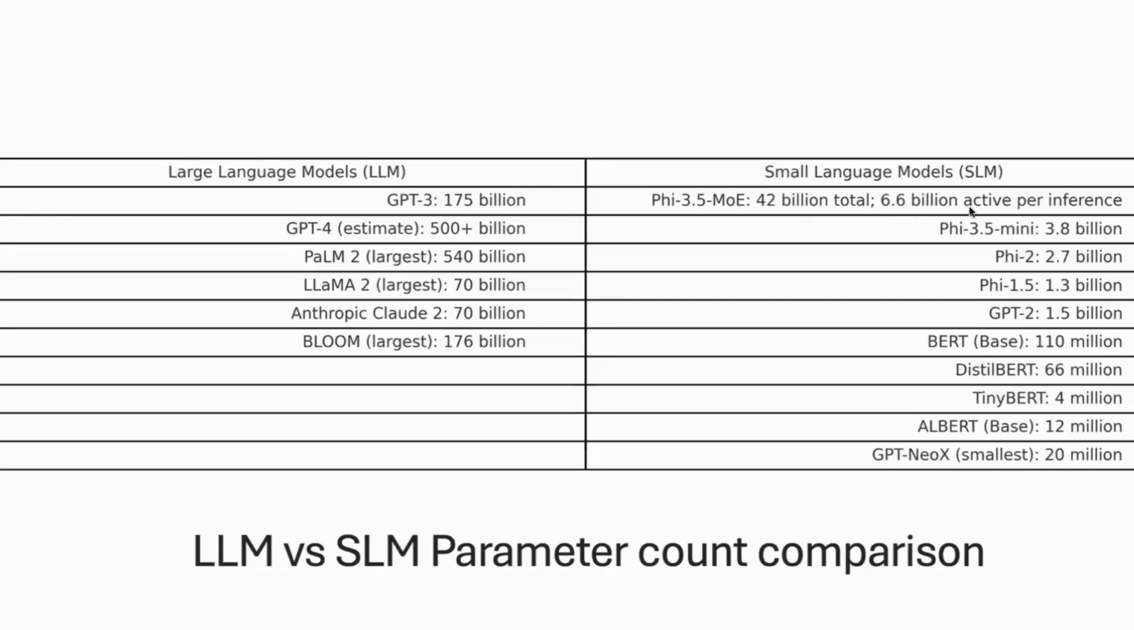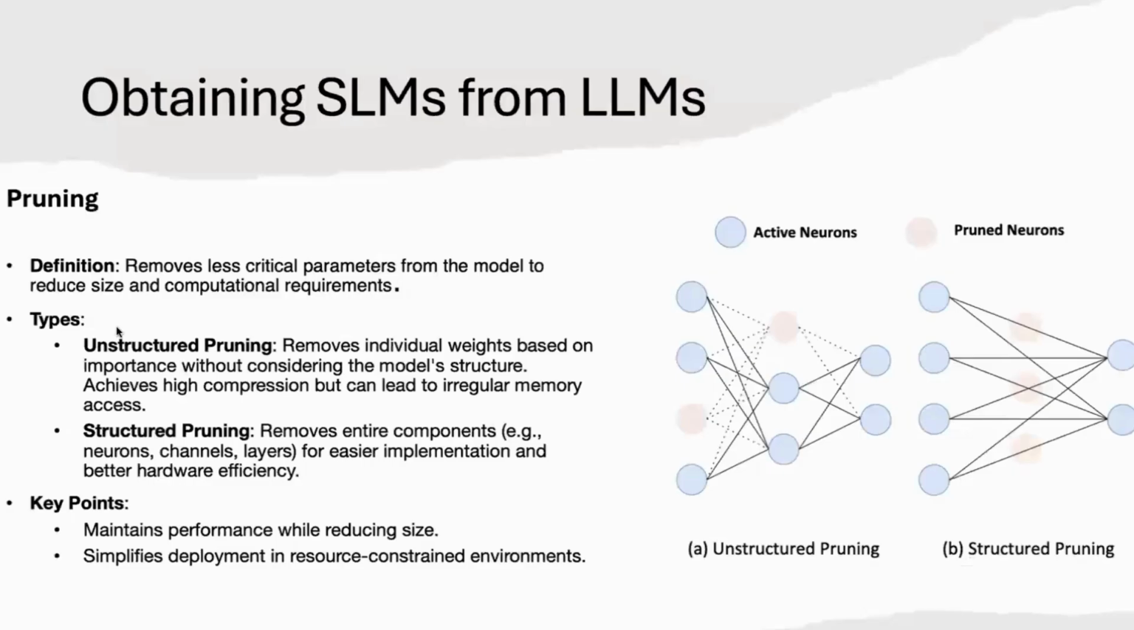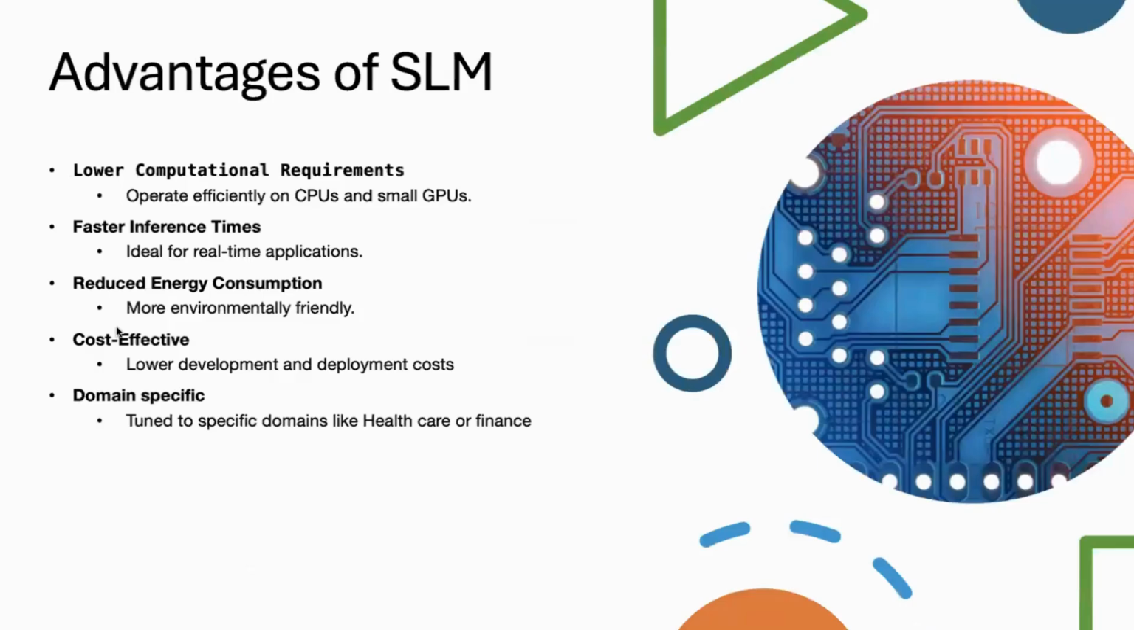They got 6.6 billion, and 3.5 mini is 3.8 billion, when compared with the 500 plus billion parameters the GPT-4 model has. So it's very significantly smaller. That really helps in having a faster inference time. These models have a much smaller size, so they could be loaded in memory really fast, and reduce energy consumption, cost effective, and domain specific.